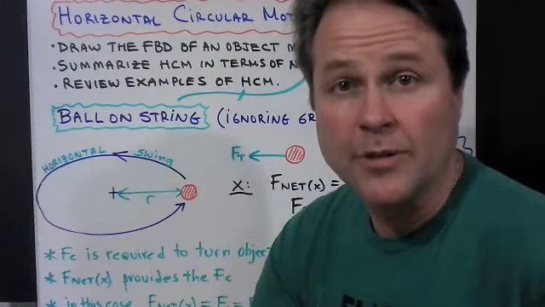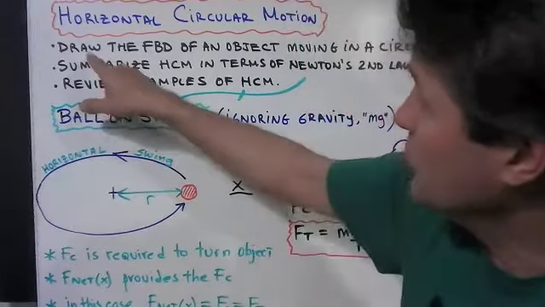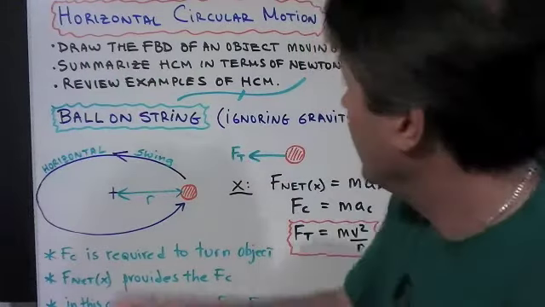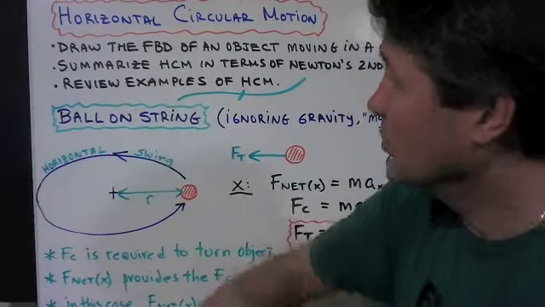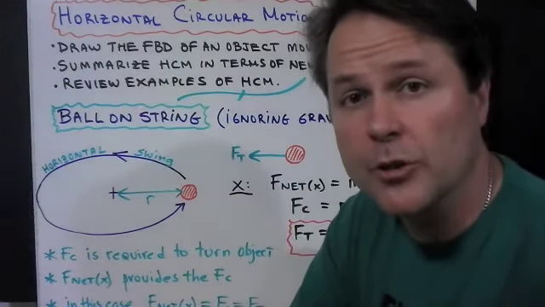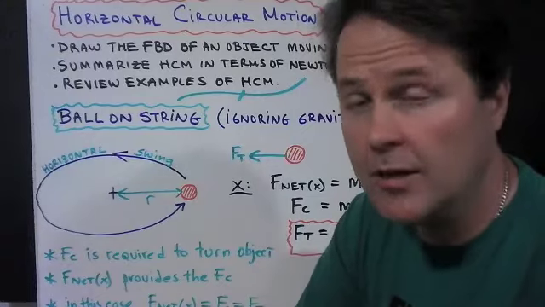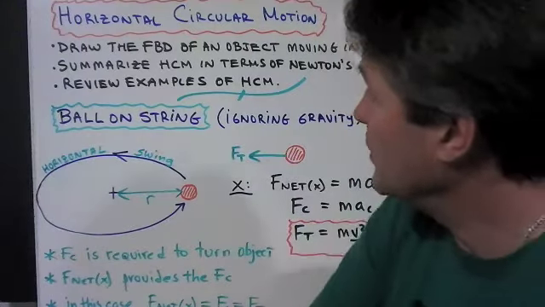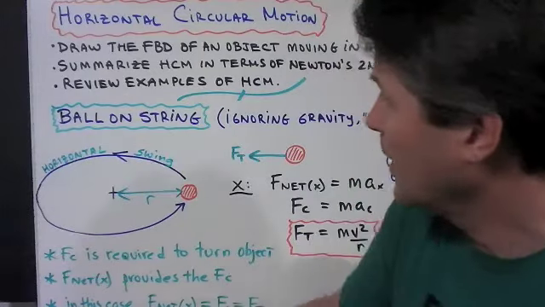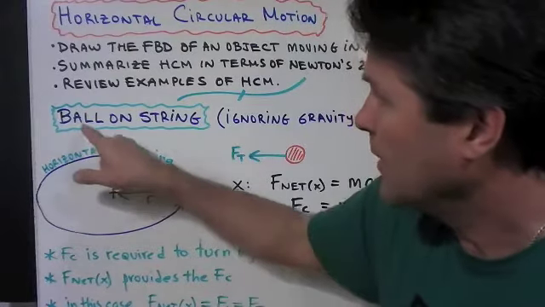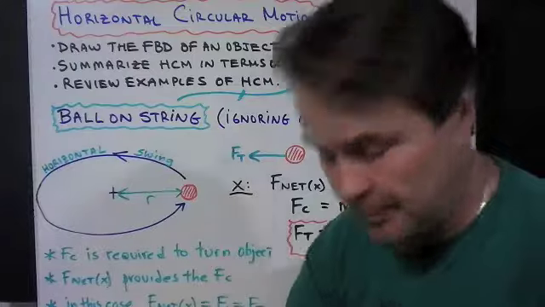Horizontal circular motion. In this video, we're going to draw the free body diagram of an object moving in a circle. We'll summarize horizontal circular motion in terms of Newton's second law, and we're going to review examples of horizontal circular motion. So the first example, let's talk about a ball on a string.